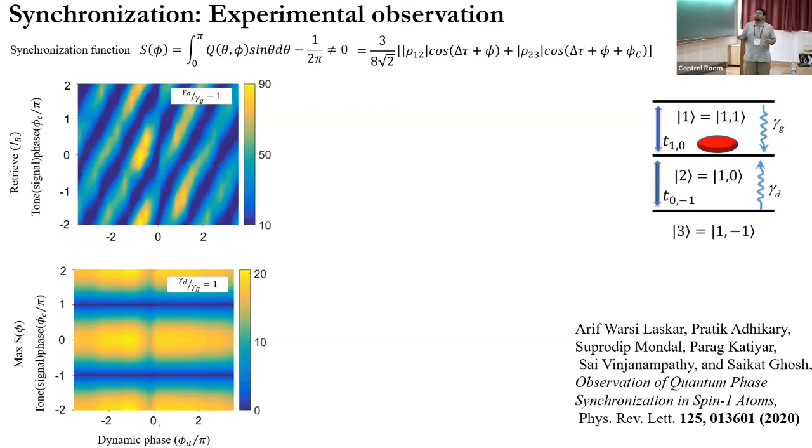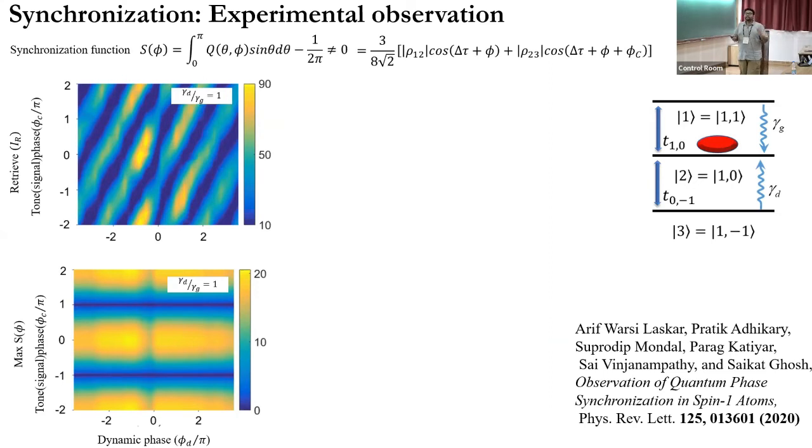But the interesting thing happens when the two tones are out of phase. When the two tones are out of phase, the value of the synchronization function is 0. This is because the system does not have any preferred phase to lock to. This is called synchronization blockade. This happens due to destructive interference between these two polaritons. So the system does not have any preferred phase, it does not have any idea of the phase here. That is why this synchronization blockade comes.